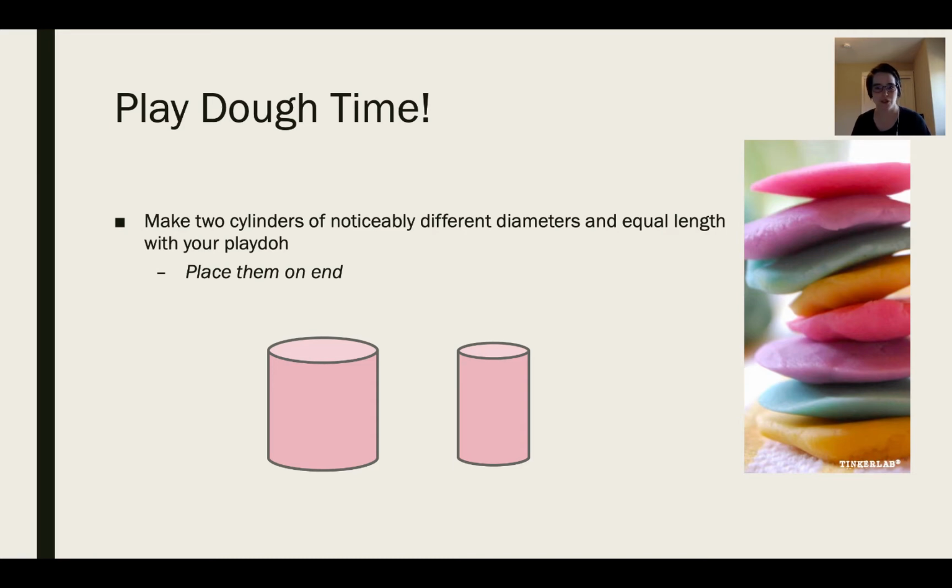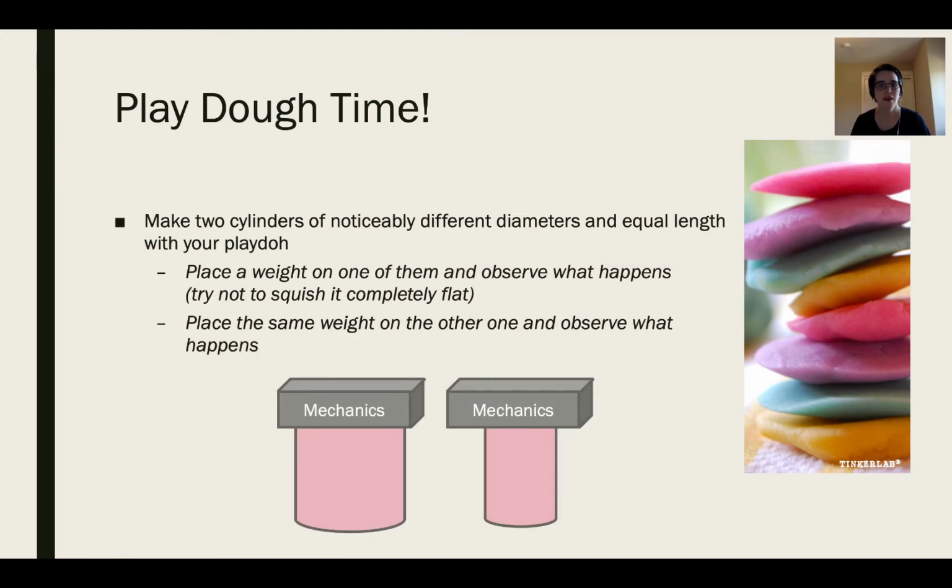The first thing I want you to do is pull out your Play-Doh and make 2 cylinders that have equal heights and different diameters, and place them on end like they're shown in this picture. Then I want you to take something that will cover the top of each cylinder, place it on the top of each cylinder, try not to squish the cylinder completely flat, choose your weight carefully, and observe what happens when you place the same weight on each cylinder. You don't need to do this simultaneously, one at a time.